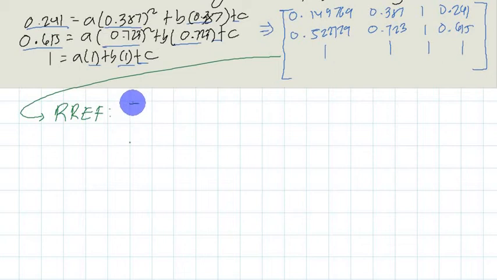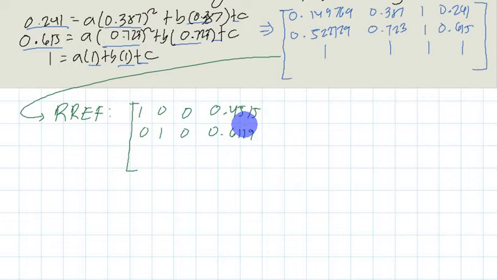For the first row, 1 0 0, then 0.4515, rounded off to 4 decimal places. Then 0 1 0, 0.6119 for the second row. Again, the constant is rounded off to 4 decimal places. Third row, 0 0 1, then negative 0.0634, again rounded off to 4 decimal places.